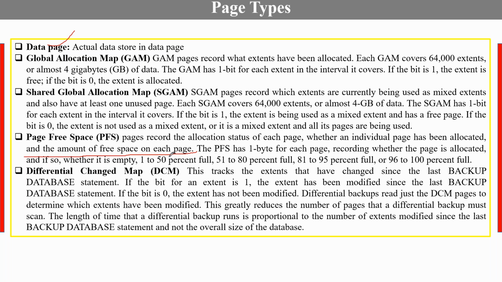And it will make one calculation: 1 to 50 percent is full, 51 to 80 percent full, 81 to 90 percent full, and 90 to 100 percent full. So the PFS page will track every database's free space information, and SGAM will track every extent's free space information.